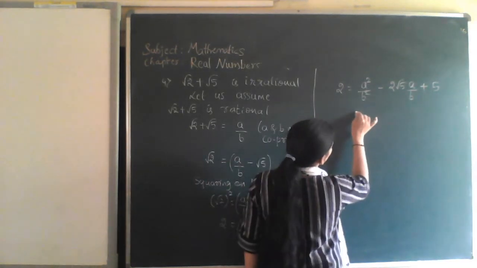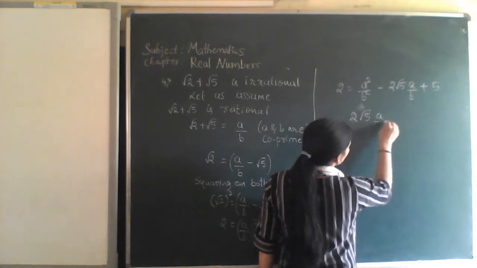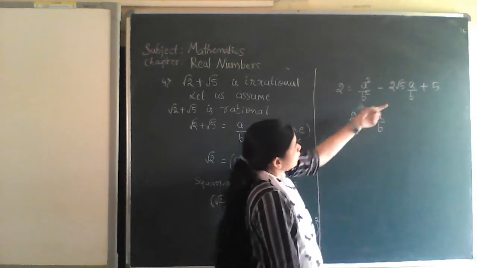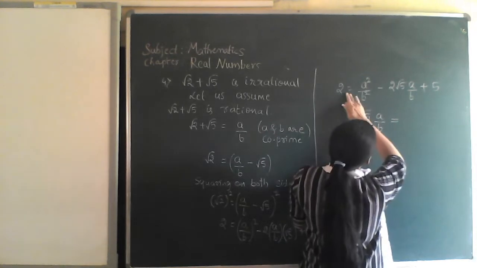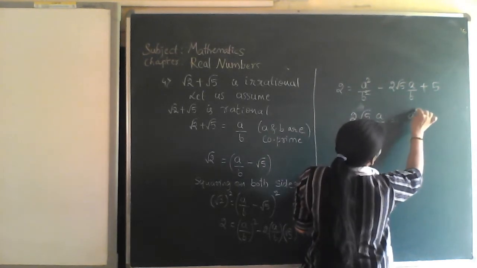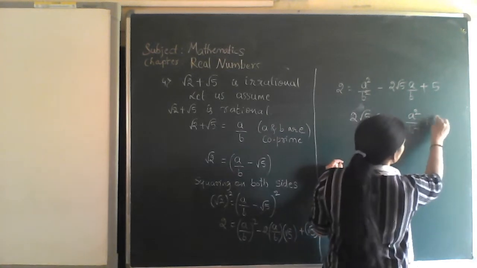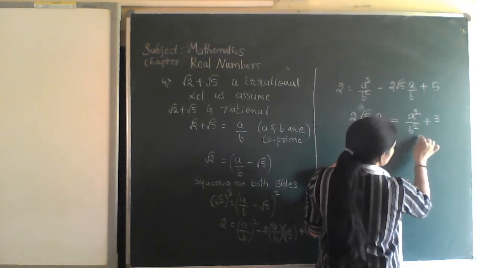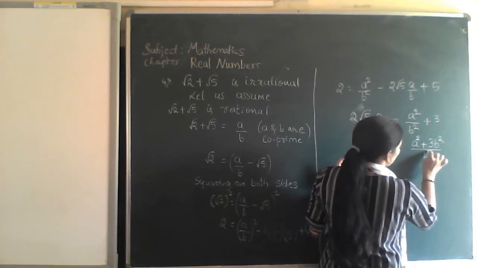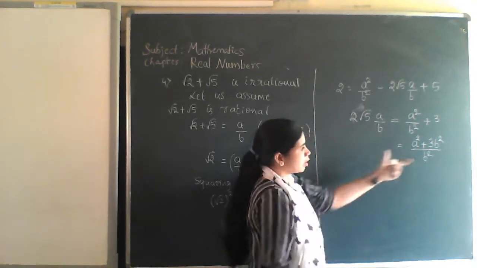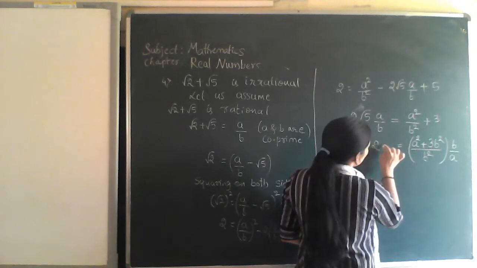Here, take 2 root 5 a by b to one side. So 2 root 5 a by b is equal to minus 2, and if it comes here it is minus 2, plus a square divided by b square plus 5. Minus 2 plus 5 will become plus 3. Simplify this: a square plus 3b square divided by b square. If we take a by b to the other side, it will become b by a. Here, 2 root 5.